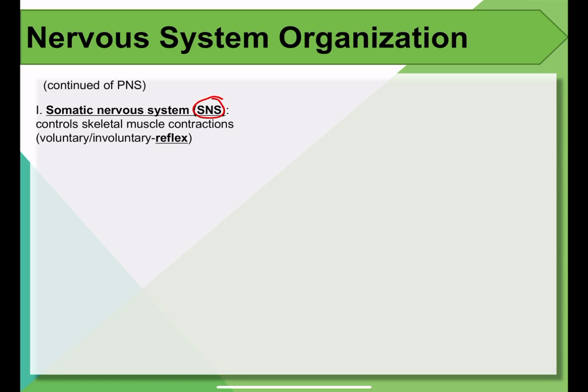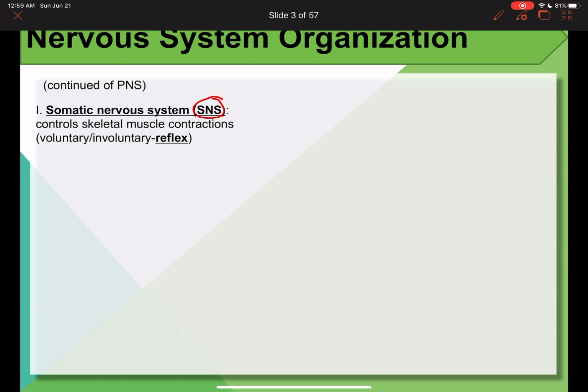All right, so the somatic nervous system, SNS, is what controls the skeletal muscle contractions, and they can be both voluntary or involuntary in terms of reflex, which means something that we are able to control, and something that we can't control. We'll talk about both when we get to chapter 13.